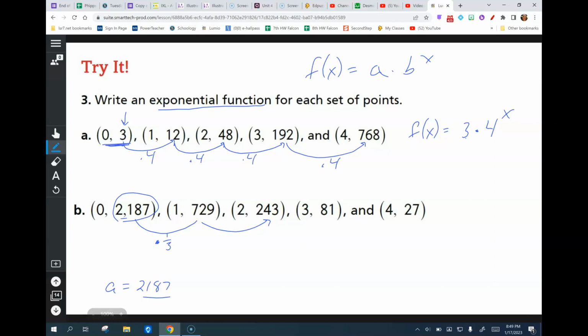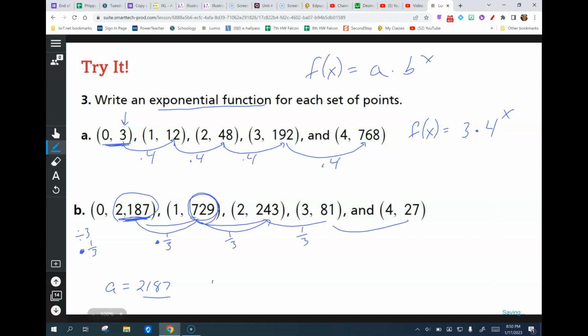So what I did is I took 2,187. I noticed it was going down. Notice these all get smaller. So I knew I was going to have to divide. So I took 2,187 divided by 729, and I got a 3. But I can't write it as division, so I know that dividing by 3 is the same as multiplying by its reciprocal, right? Dividing by a number is the same as multiplying it by its reciprocal. So these are going down by 1/3 every single time.